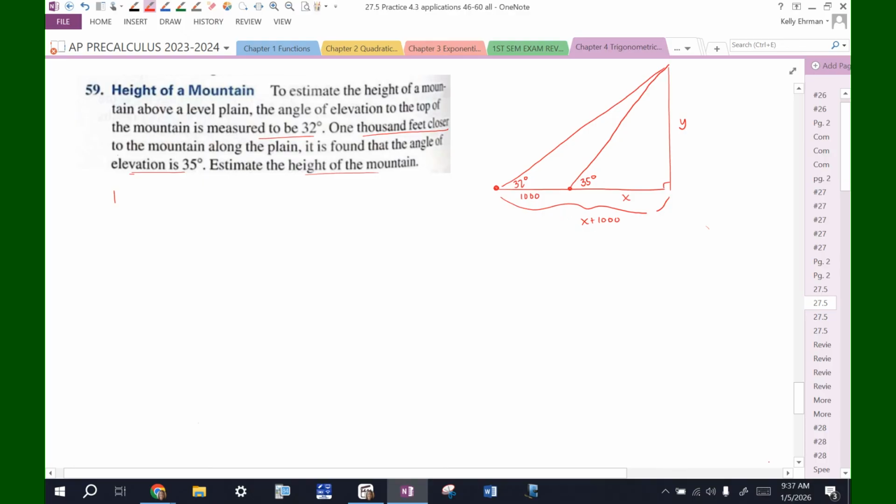Just like the mile marker problem, just different numbers. So start off the same way. The tangent of 32 degrees is equal to y over x plus 1,000. The tangent of 35 degrees is equal to y over x. Stop right here and solve with Desmos. Which number do we want? The height of the mountain is y.